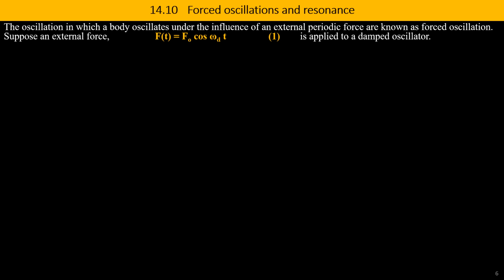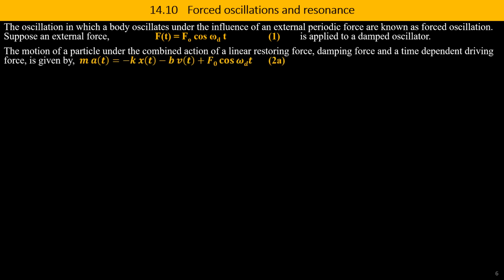Thus, the oscillations in which a body oscillates under the influence of an external periodic force are known as forced oscillations. Suppose an external force F of t is applied to a damped oscillator, and the force is given by the relation F of t equals F naught cos omega d t, where omega d is the driving angular frequency, F of t is the force, and F naught is the amplitude.